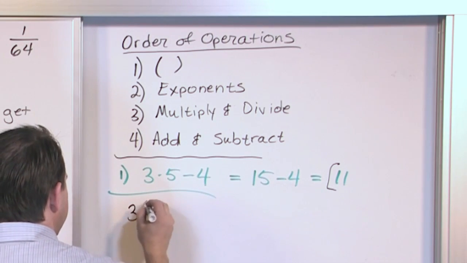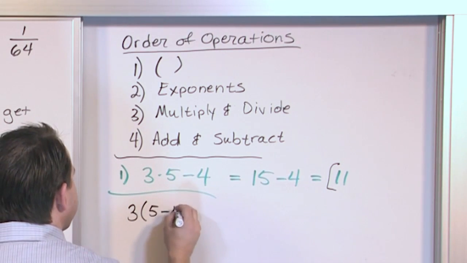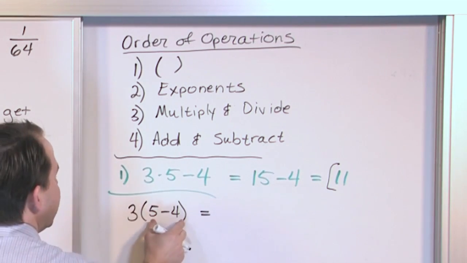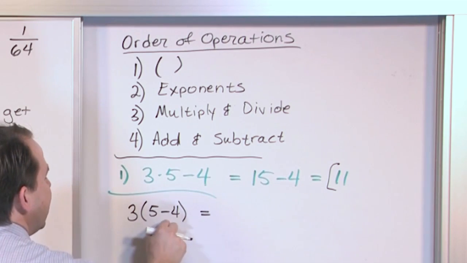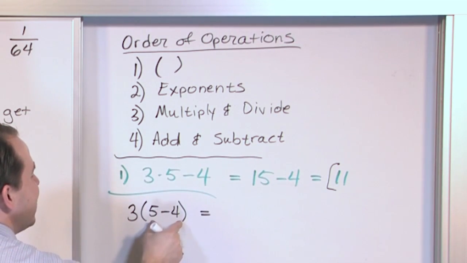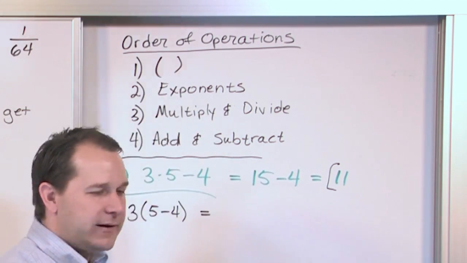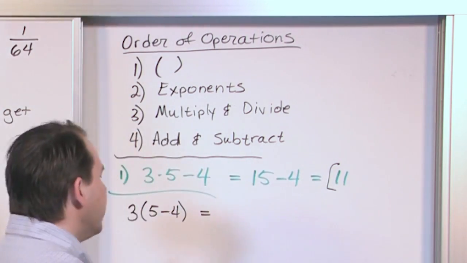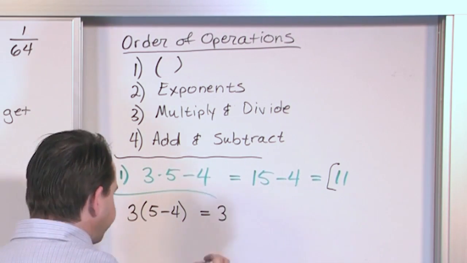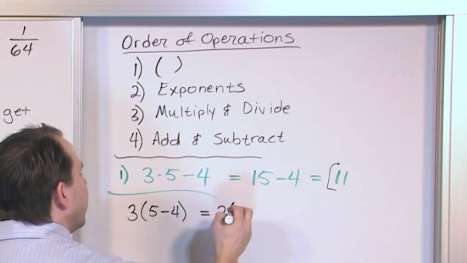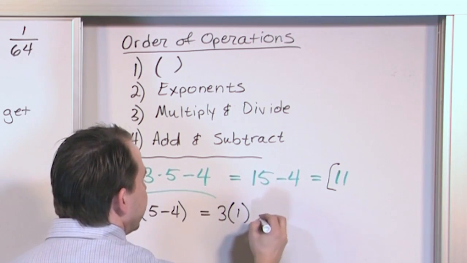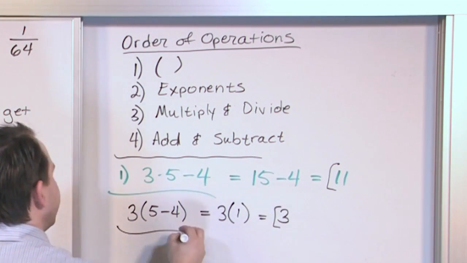Let's say we have 3 times the parentheses 5 minus 4. Now, the first thing you do is you say, well, do I have any parentheses? And you say, yes, I do. Now, this is a great example. Inside of these parentheses is subtraction, which I told you was dead last. However, since it's inside of a parentheses set, it takes priority and you do it first. So we always do this first inside the parentheses. So we keep the 3 along for the ride, keep our parentheses. 5 minus 4 is 1. Now, this is just straight multiplication. There's nothing else to do. So 3 times 1 is 3. That is the final answer.